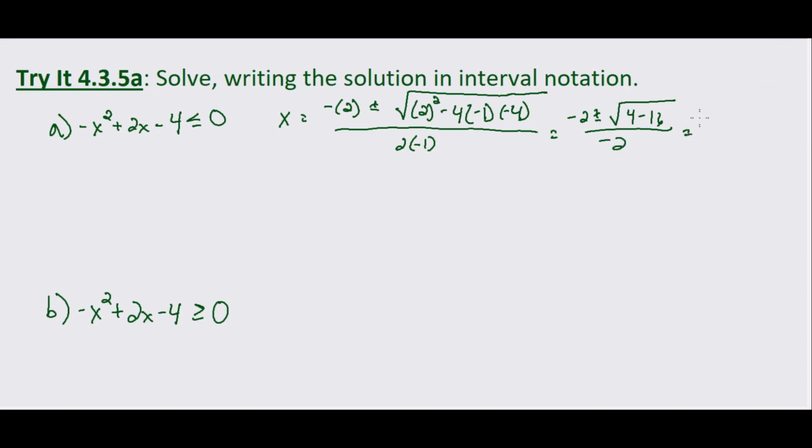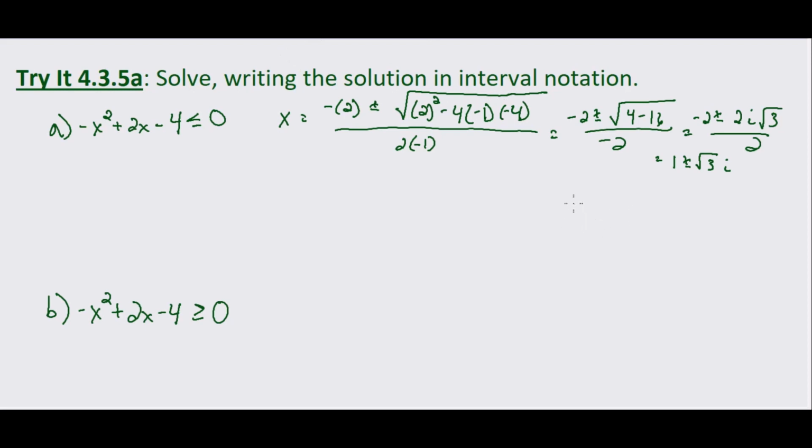And if you'll notice, we end up with -2 plus or minus the square root of 12, which is going to be 2i times the square root of 3 over 2, which then further simplifies to 1 plus or minus the square root of 3 i, or i times the square root of 3, whichever way you want to put it. Well, what that tells us is that there are no x-intercepts, and therefore this will never equal 0.